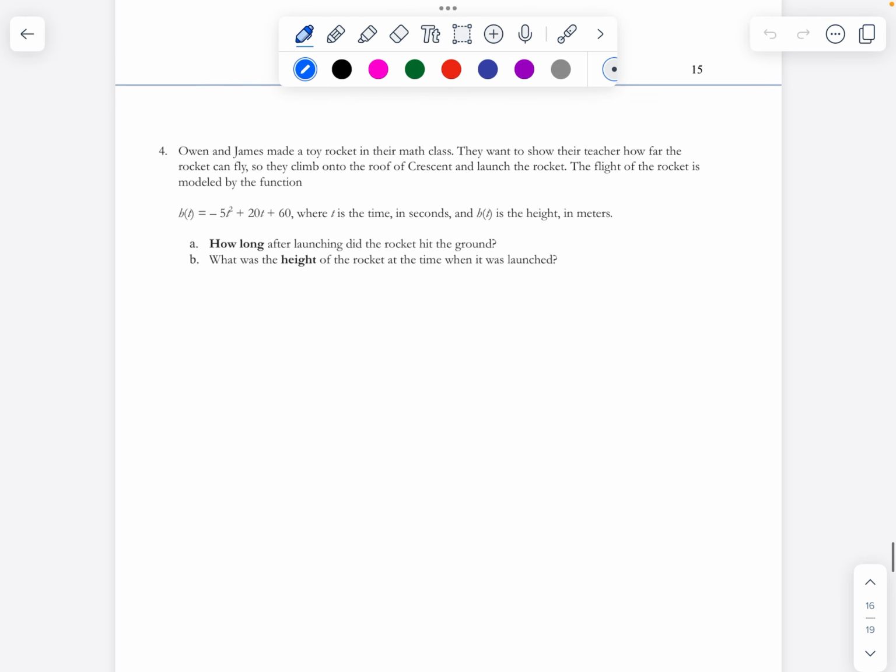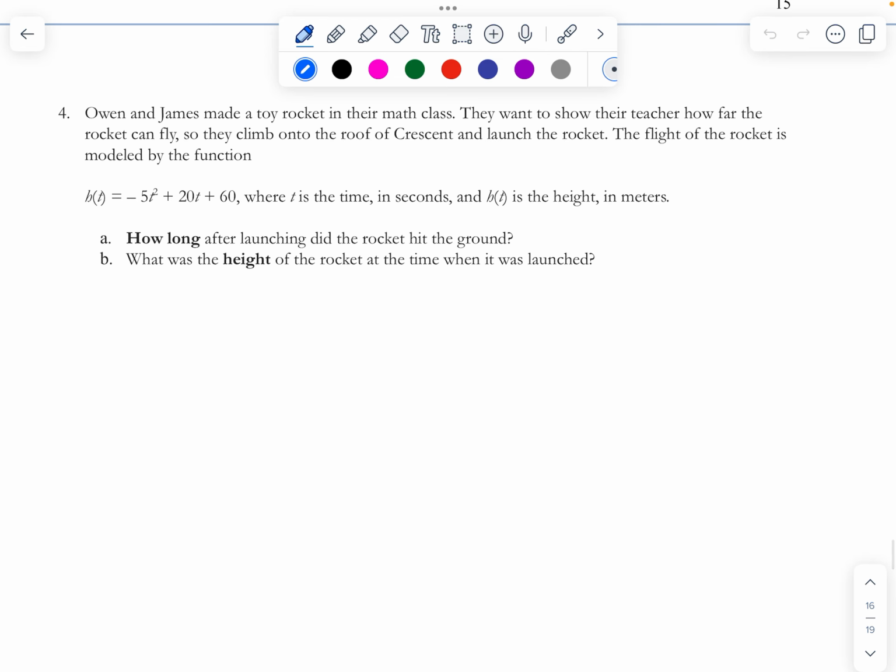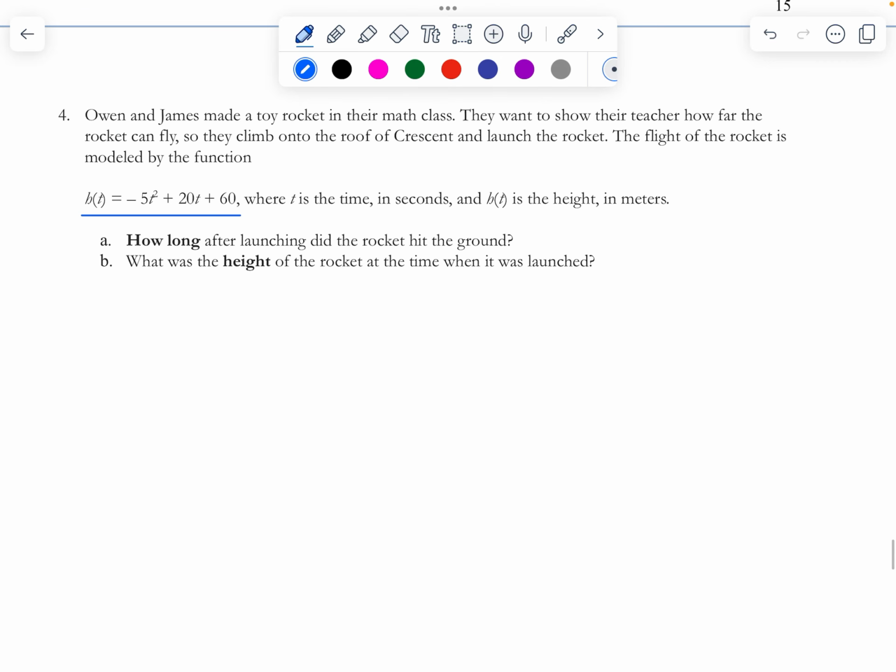Okay, so in this question, we'll notice that we don't need to make up the formula. It's given to us already, okay? Owen and James made a toy rocket in their math class. They want to show their teacher how far the rocket can fly, so they climb onto the roof and launch the rocket. I do not recommend that at home. The flight of the rocket is modeled by this function, h of t equals negative 5t squared plus 20t plus 60, where t is time in seconds, and h is the height in meters.